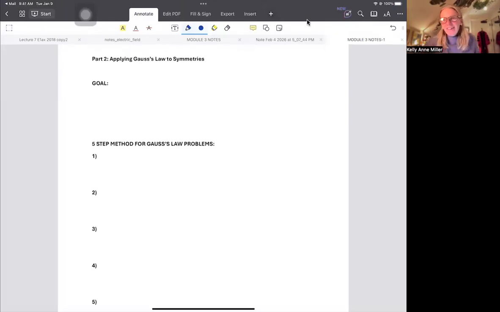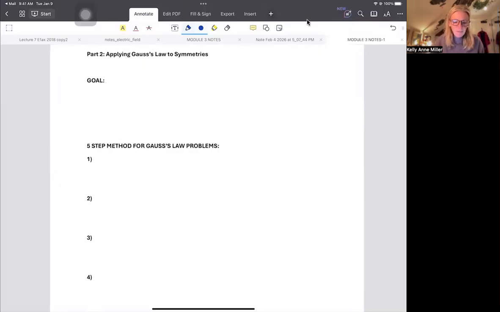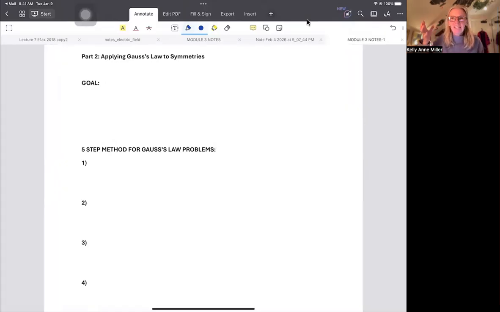Okay, so now that you've got a sense, hopefully, of what Gauss's law is and how it's useful, we're just going to go through how to actually use it. To do that, as I mentioned in the first video, you need to manipulate the symmetry of the problem. And there's really only three different symmetries that are possible. So I'll go over examples of each one.